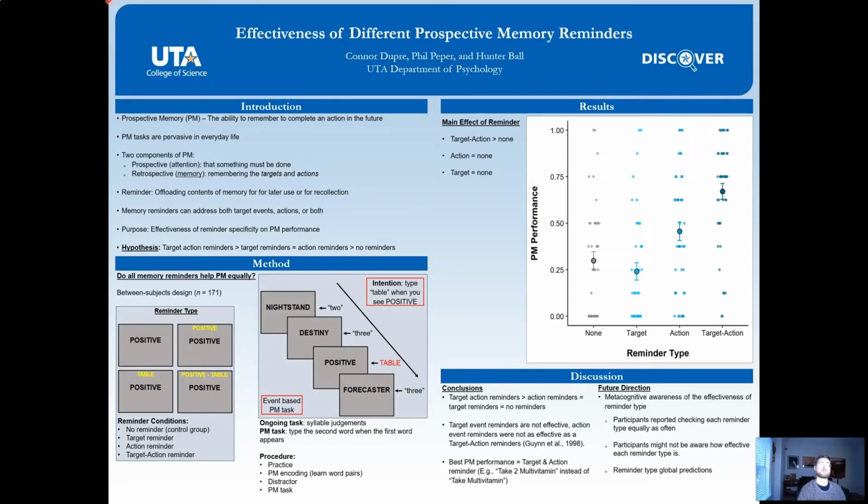Overall, our hypothesis was partially supported. Target action reminders improved prospective memory performance, but action reminders or target reminders by themselves did not. Gwynn et al. found similar results, showing that target reminders are not effective, and action reminders were not as effective as reminders that included both a target and an action.